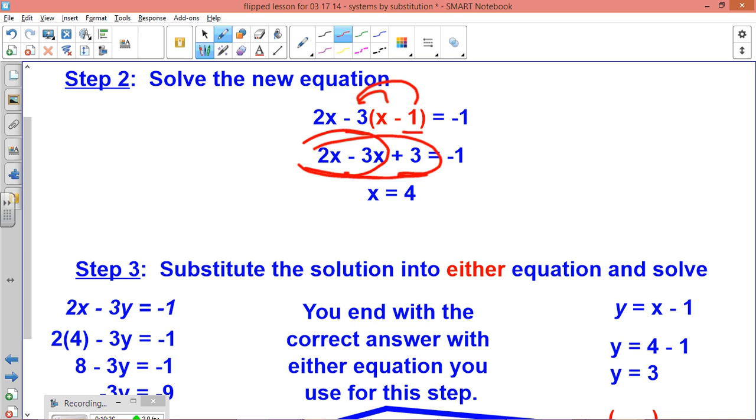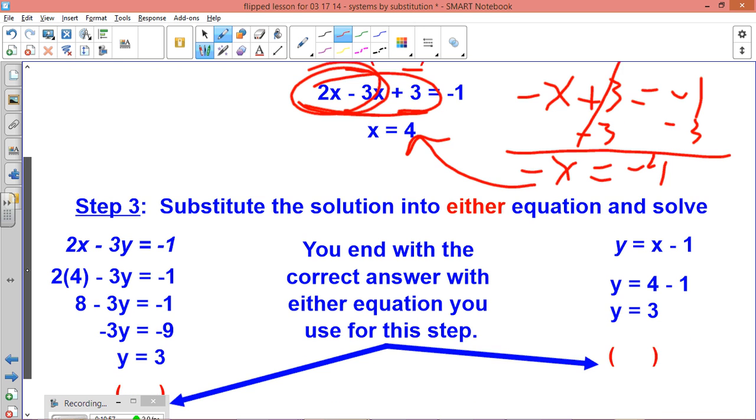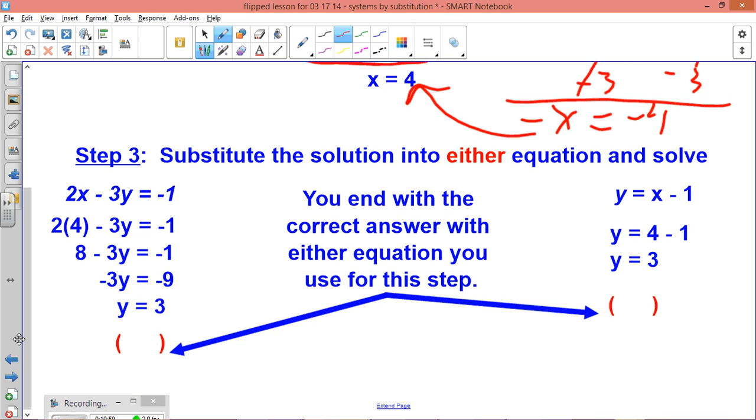I combine my like terms. 2x minus 3x is -x plus 3 equals -1. And then subtract 3 from both sides. I get that -x equals -4, which is the same thing as saying x equals 4. Okay? Now that I have solved for x, I just plug it into either equation.